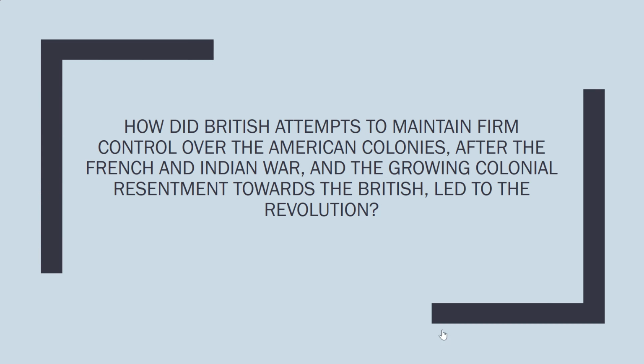Hi class, today we're going to look at another question that you will have on your upcoming test. I'm going to take this apart in two different sections, although the question will have to be answered as a whole. How did the British attempts to maintain firm control over the American colonies after the French and Indian War and the growing colonial resentment towards the British lead to the Revolution?